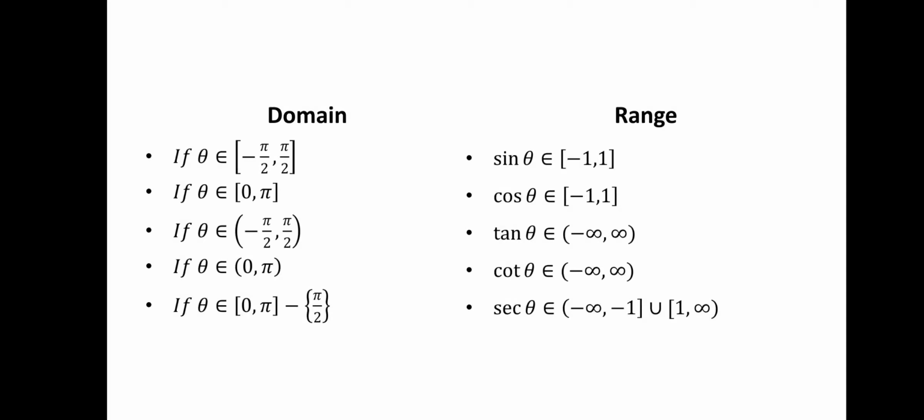And obviously we are leaving out pi by 2 because sec pi by 2 is undefined, since we know cos pi by 2 is 0. If cos pi by 2 is 0, then sec pi by 2 is undefined. Therefore we have to leave out pi by 2.